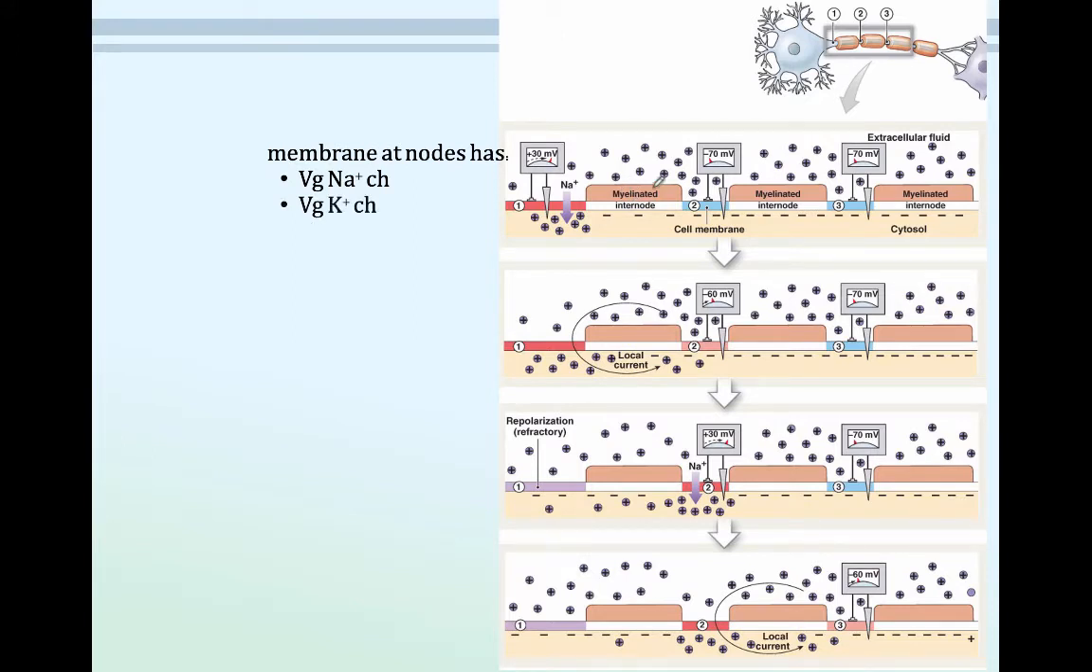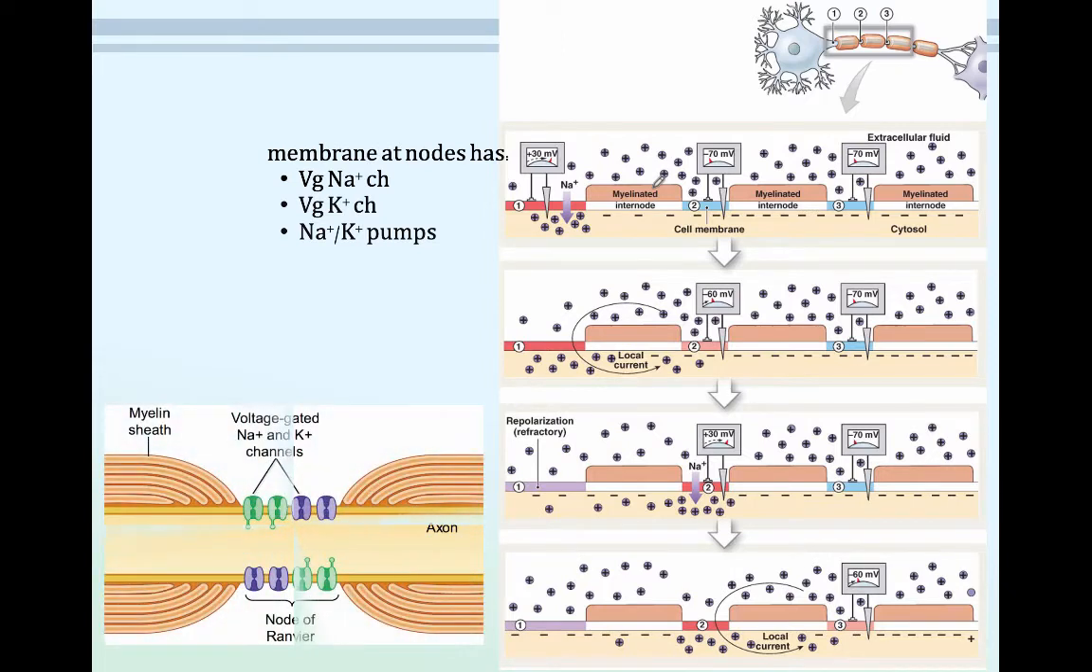We're also going to find voltage-gated potassium channels, and I hope by now you've also filled in the missing piece and said, well, we're also going to find sodium-potassium pumps. Here you can see almost a complete diagram of that, but not quite. The green would be the voltage-gated sodium channels. The purple would be the voltage-gated potassium channels. Unfortunately, they've left out those sodium-potassium pumps.